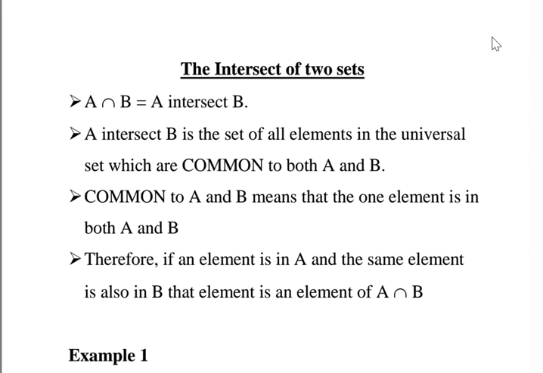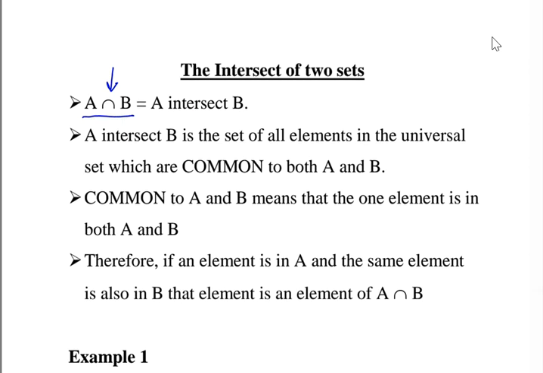All right, sets 2. In sets, wherever you see the symbol ∩, it stands for intersect. So this entire statement here, the one I just underlined, reads A intersect B. Now, A intersect B is the set of all elements in the universal set which are common to both A and B.